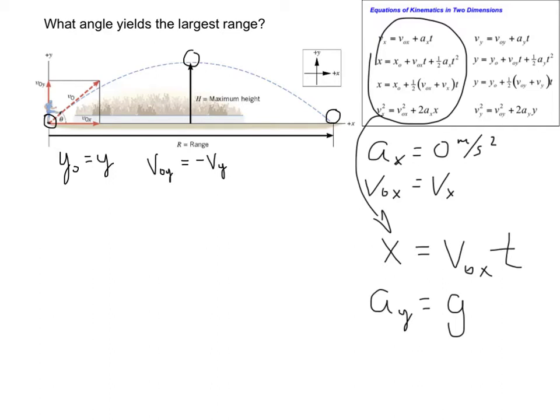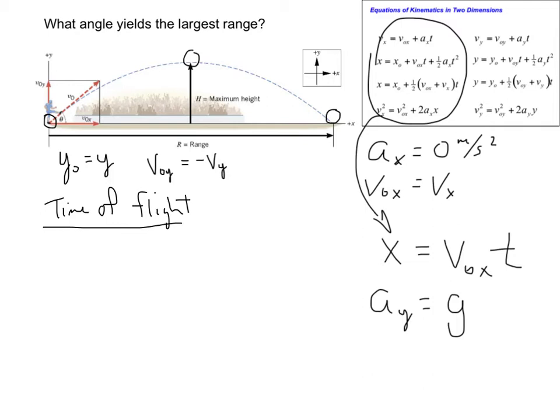So now back to the question. The main question is, what angle yields the largest range? Well, let's look at the largest range. What determines the largest range is the time of flight. The time of flight of the projectile is what will determine how far that projectile gets to go, in other words, its range. And so the time of flight is going to be determined by the y dimension.